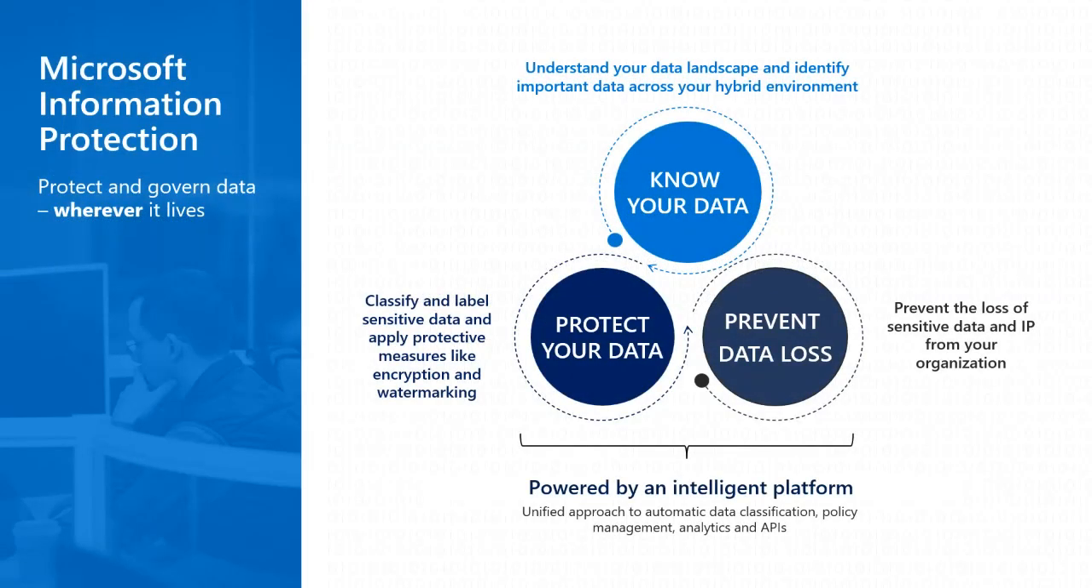Our solution is built around three specific pillars: know your data, protect your data, and prevent data loss. Knowing your data solves that dark data problem by giving you out-of-the-box insights into your sensitive data, where it lives, what kind of data, how it's being used and shared, all without any configuration needed. Next is protect your data, and it's all about classifying and labeling your sensitive data, and then applying protective measures like encryption and watermarking. And lastly, prevent data loss. This is all about preventing the leakage of the data outside your organization. I'll do a walkthrough of how these capabilities all come together when we jump into the demo.